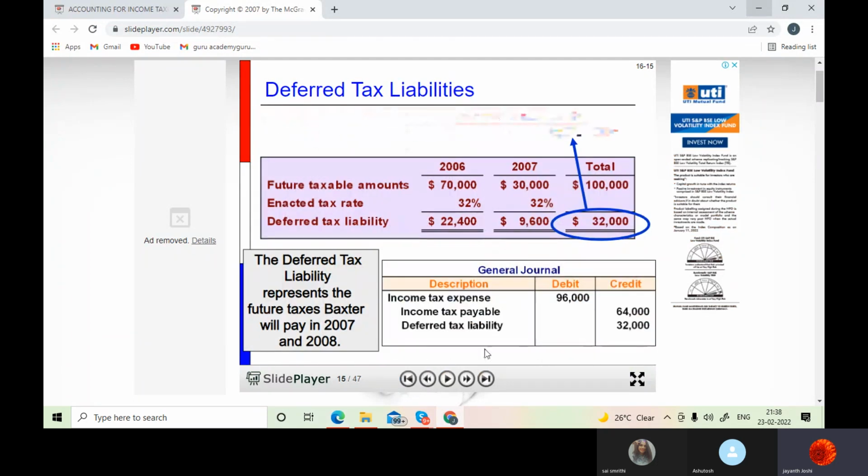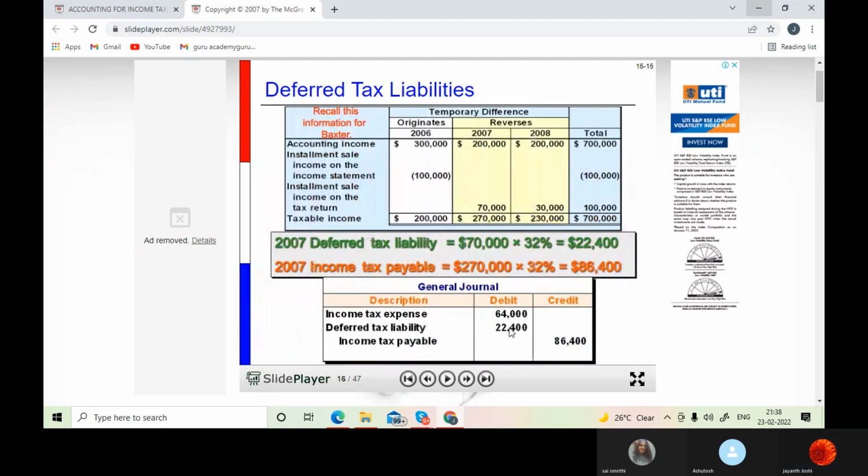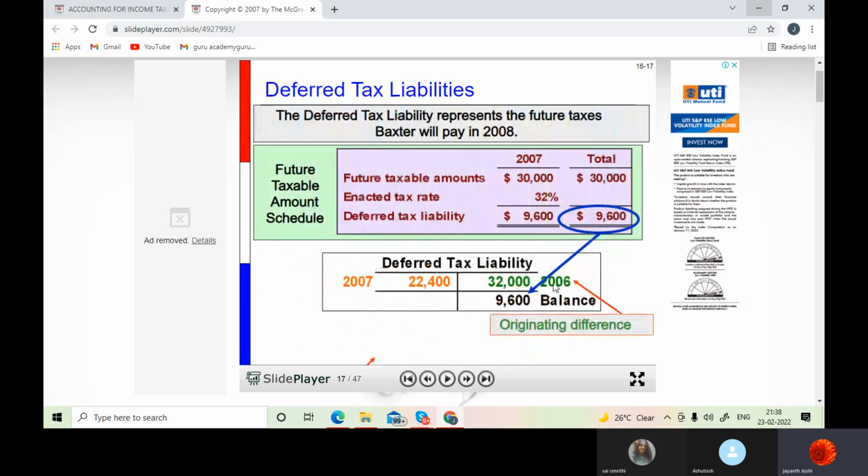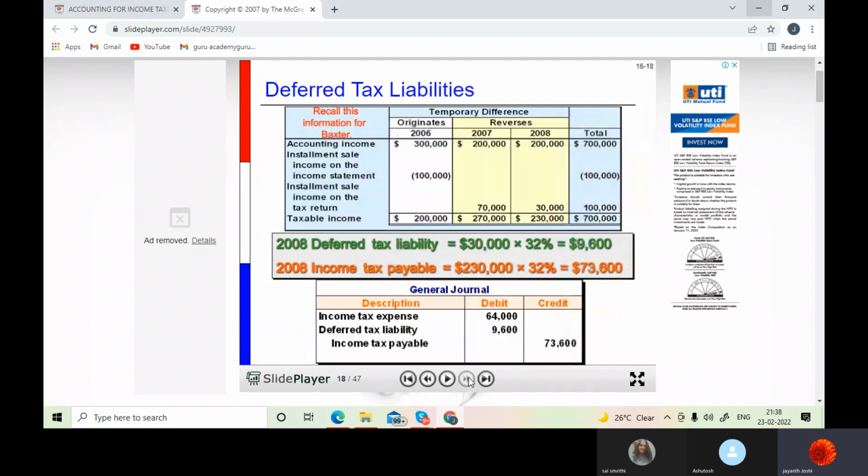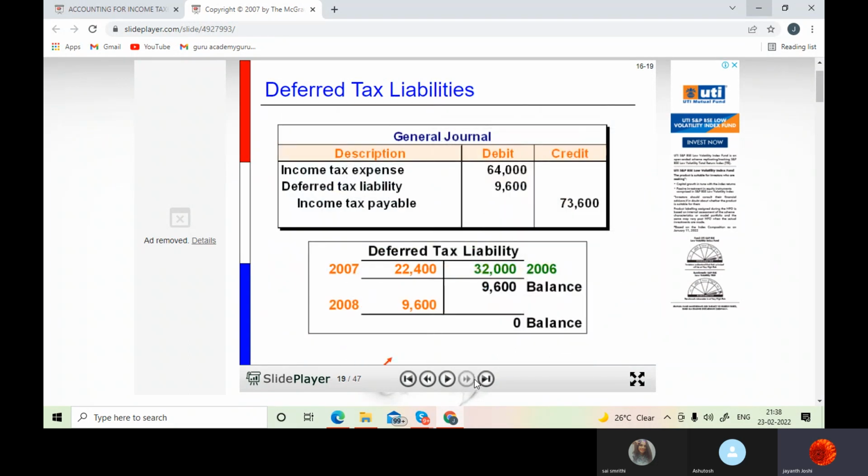Because your DTL, deferred tax liability, was in the credit. Now we will reverse this 32,000 by how much amount? 22,400 in the year 2007. So that got debited. And in the coming year, only 9,600 is left over. That will be reversed. You can see the reversal. So the expense is this, the liability is this, and the reversal of DTL has happened of this much. And here 32,000 has completely got reversed, okay, by this year.